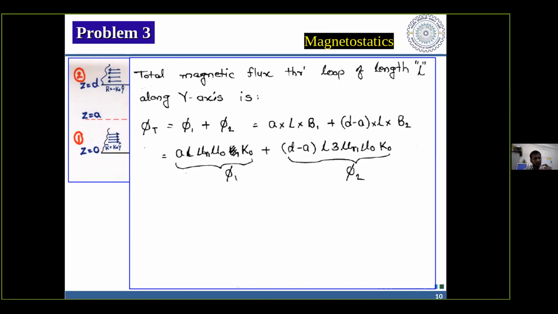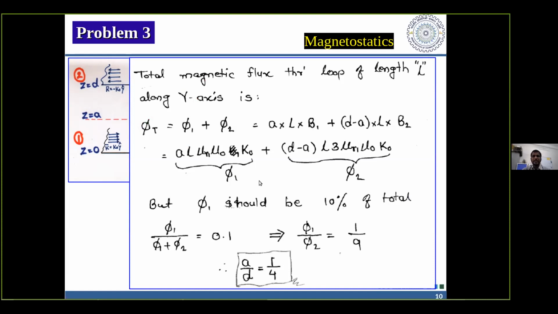which is the height of the bottom loop, times L, which is the width, times the magnetic field, plus the height of the top part of the loop, which is D minus A, times L, which is the same width, times the same field. So phi 1 is the flux through the bottom part, and phi 2 is the flux through the top part of the loop.